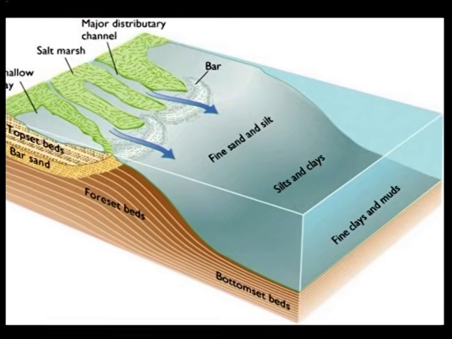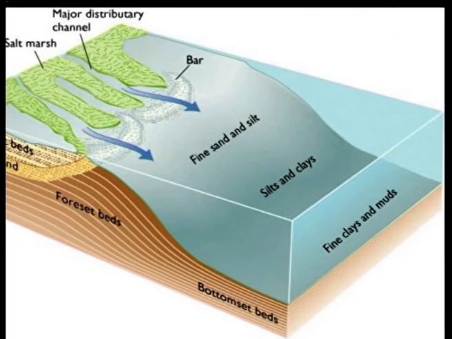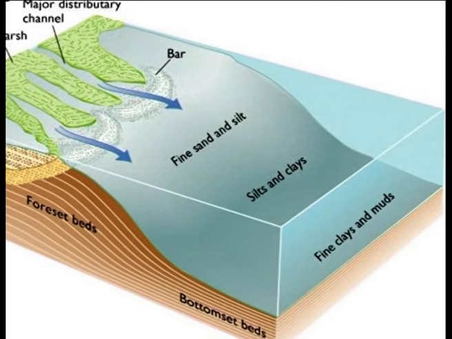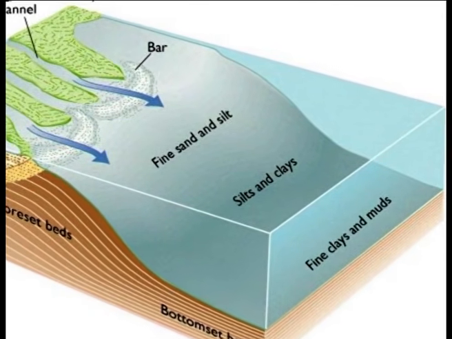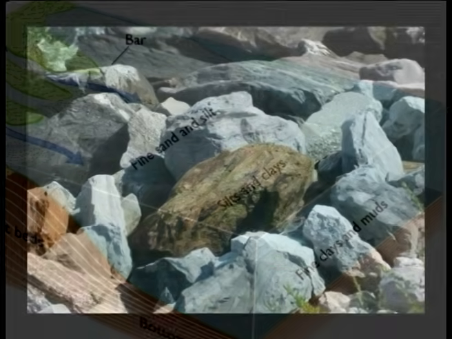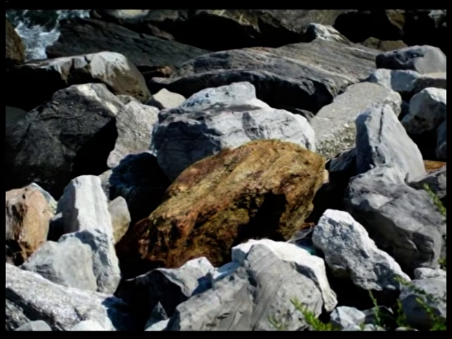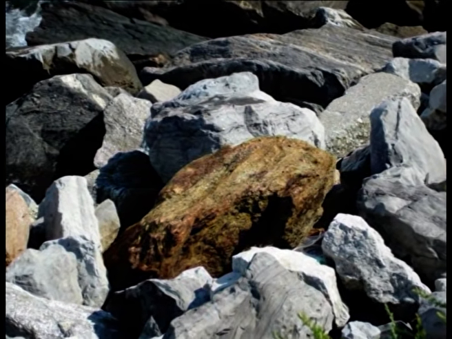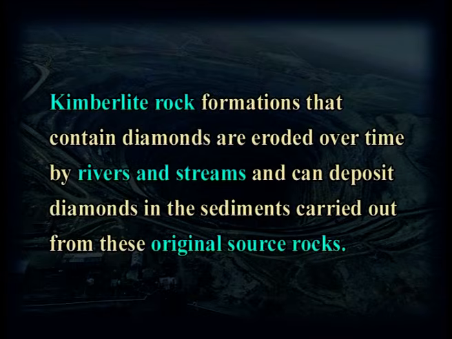The process of alluvial diamond mining involves digging and lifting through mud, sand and gravel using shovels, sieves or even bare hands. Typically, diamonds come from geologic rock formations called kimberlites. Kimberlite rock formations that contain diamonds are eroded over time by rivers and streams and can deposit diamonds in the sediments carried away from the original source rocks.